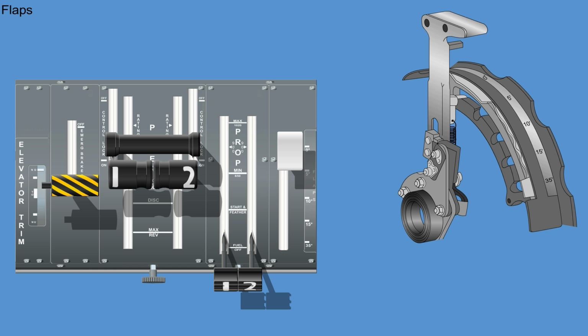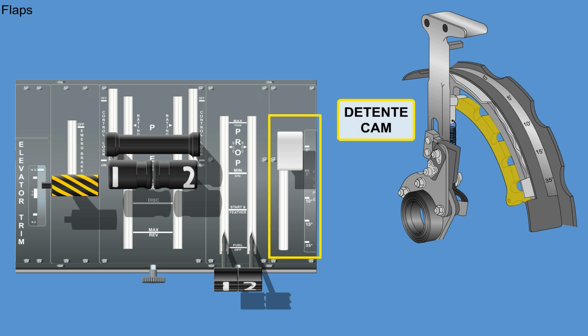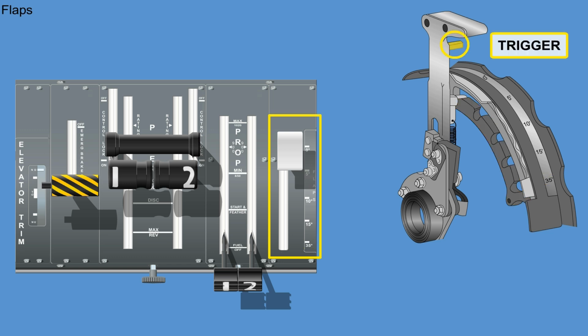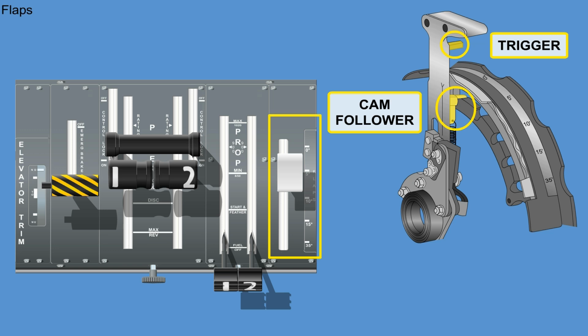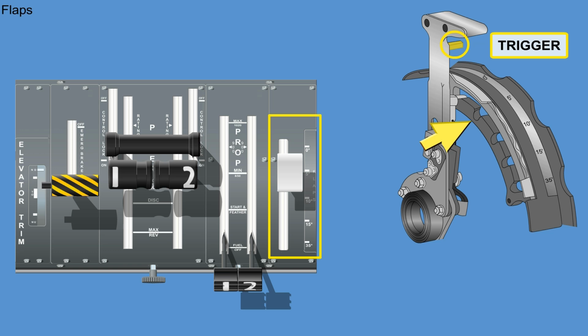The flap control system is operated by the flap selector. The detent cam provides settings from 0 degrees in the full forward position via 5, 10, and 15 degrees to 35 degrees in the full aft position. To change the flap setting, the trigger must be pulled to lift the cam follower. At the next position, the trigger must be released. The cam follower will engage in this position.